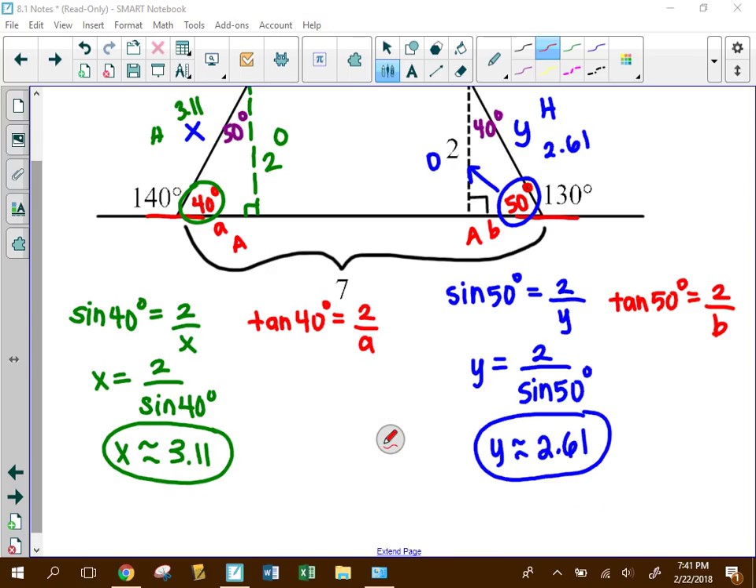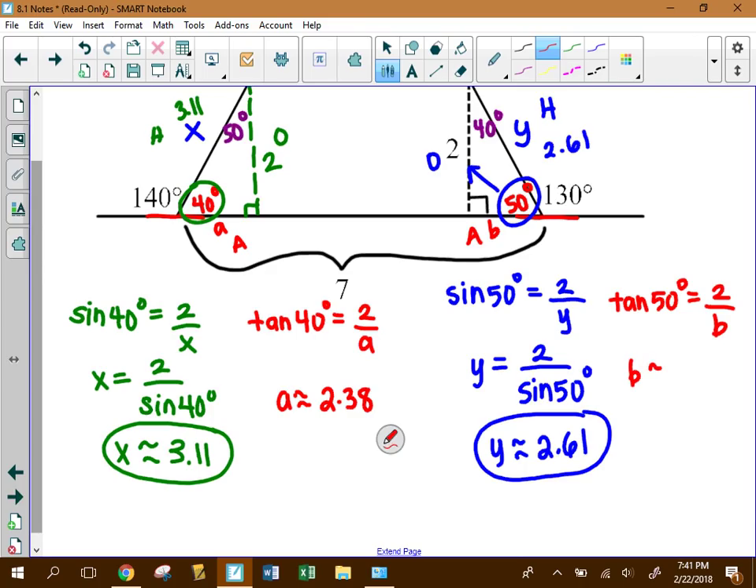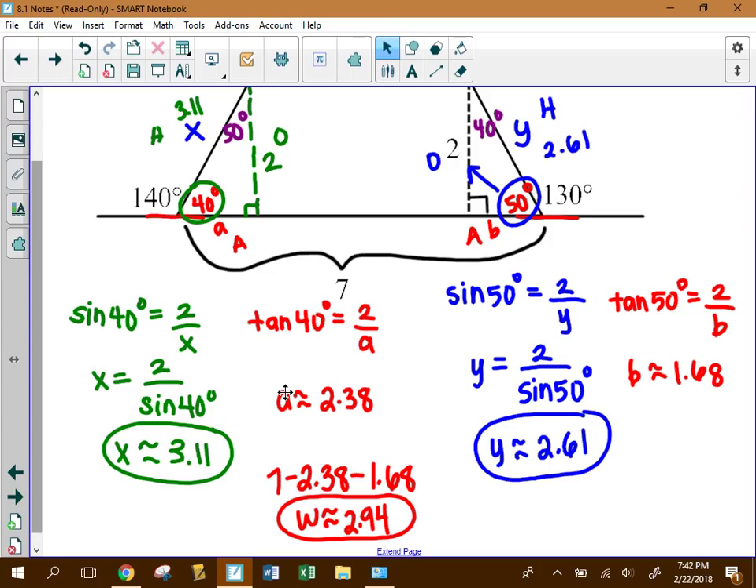So what we get for A, you should be getting approximately 2.38. And then for B, you should get approximately 1.68. Now, you could also use the 50-degree angle if you wanted to up on the left and the 40-degree angle on the right, and you would just have multiplication. So if we know those two values, what we're going to do is subtract those two values from 7. And that would give us our approximate value for W, which I'm getting about 2.94. So that is it for section 8.1.